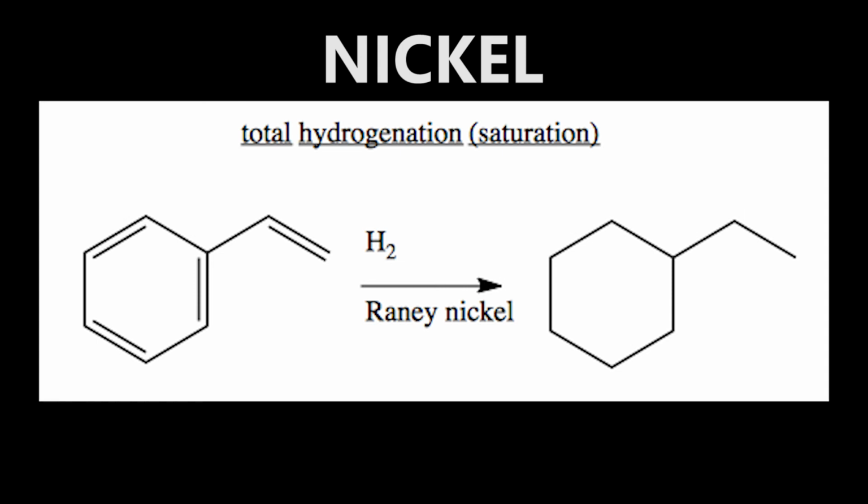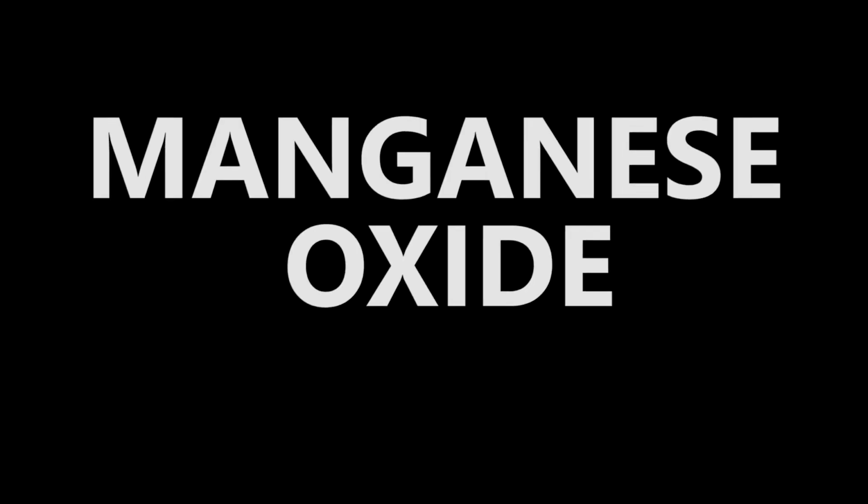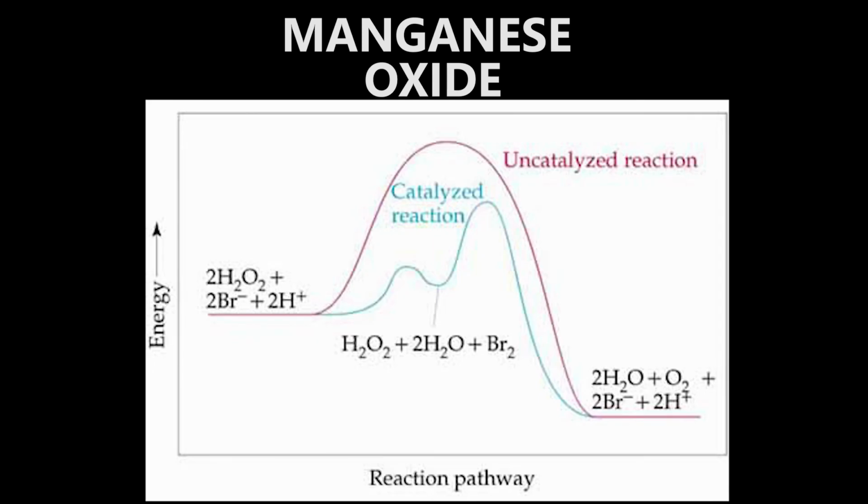The second one would be contact process. The catalyst used for this is vanadium oxide, or V2O5. The third one is nickel. Nickel can be used for multiple processes, but all of them is a process of hydrogenation. Manganese oxide is used as a catalyst for the decomposition of hydrogen peroxide.